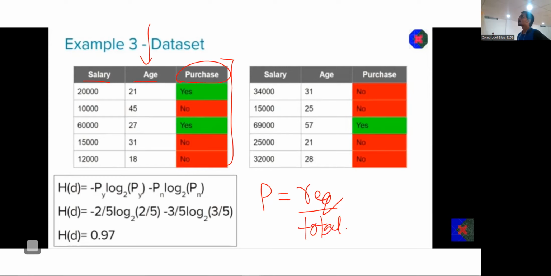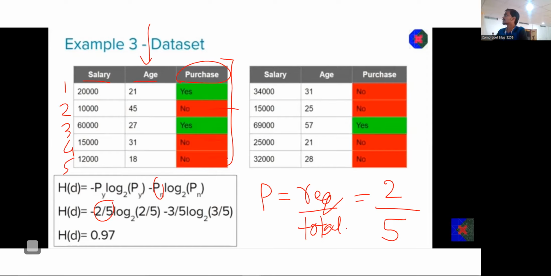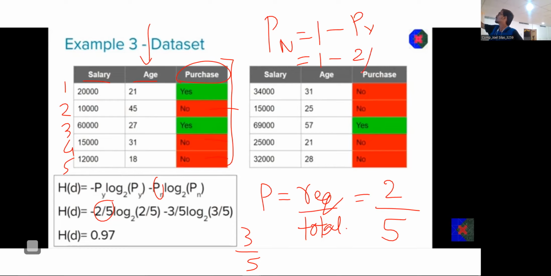So in such a case, our requirement is for the class yes. So yes appears 2 times and total examples are 1, 2, 3, 4, 5. So 2 upon 5. Similarly, probability of no, you can calculate by saying no appears 3 times. So 3 upon 5. Or what you can do is, probability of no is nothing but 1 minus probability of yes. That is 1 minus 2 by 5, that means 5 minus 2 by 5, that is 3 by 5.